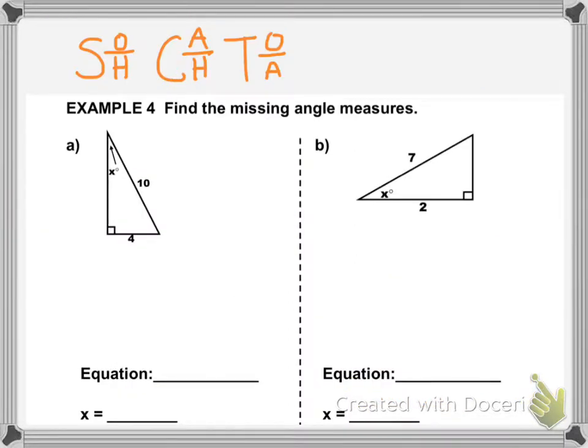So in these examples, we're going to go ahead and find the missing angle measure. The process is kind of the same. The way we're going to create our equation is going to be a little bit different. First we're going to identify the angle that we're trying to find the measure of, and that's this angle over here, x degrees. Then we're going to label our sides with O, A, and H. You should know two sides. The 4 is across from it, so that's your O, and the 10 is the hypotenuse. So in this case, O and H means that we should be using sine.